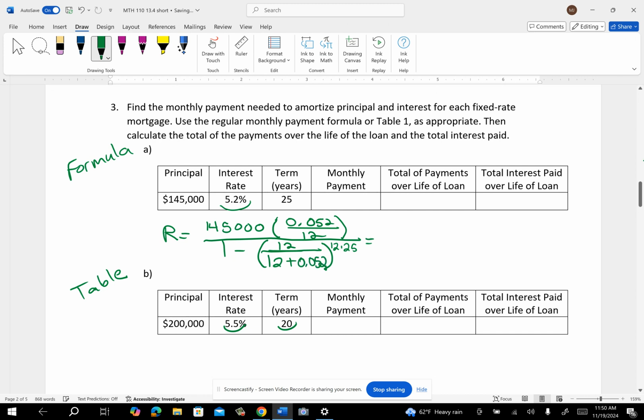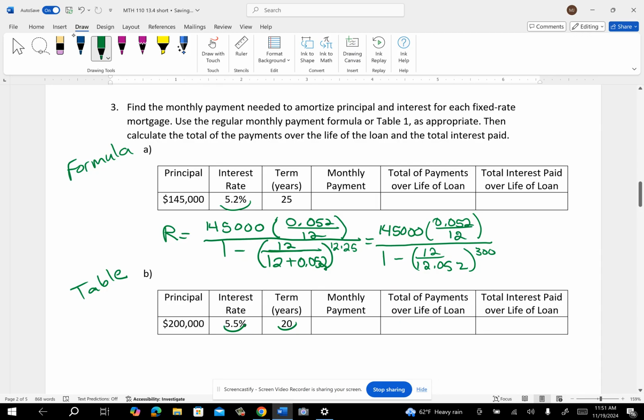Okay, and then clean it up a little bit before you go type it into the calculator. But taking the 0.052 divided by 12 and rounding is not a good idea. You don't want to round until the very end. But it would be good to go ahead and add the 12 and the 0.052. Make sure that's clear. And then that would get raised to the 300 power. I would do that much before I go type it in.